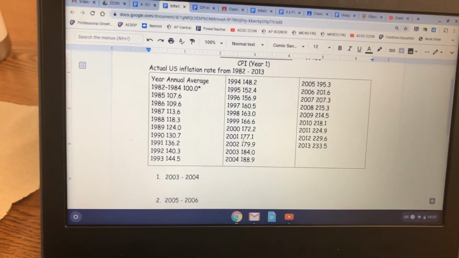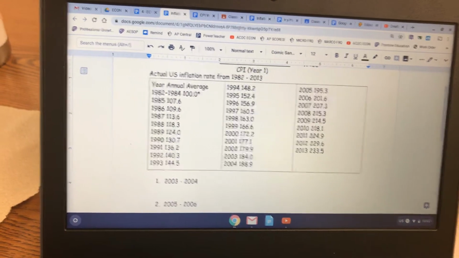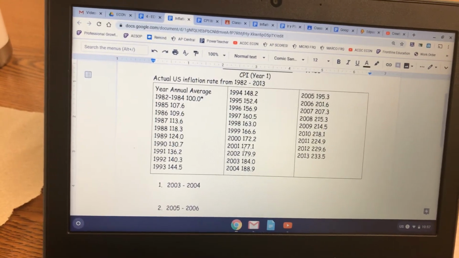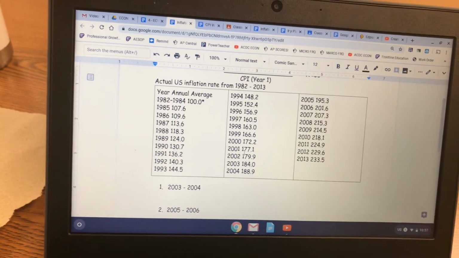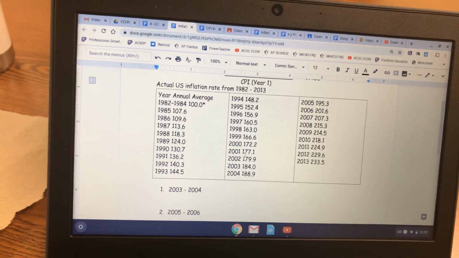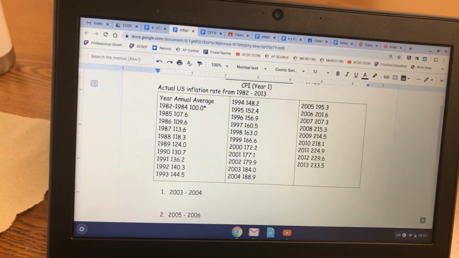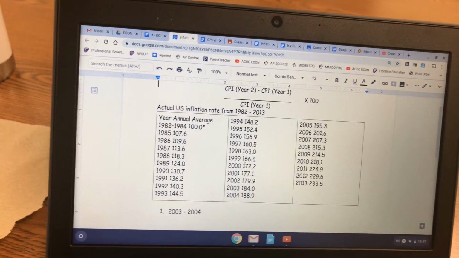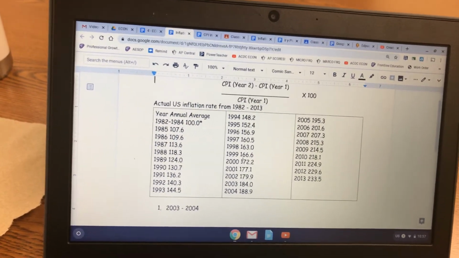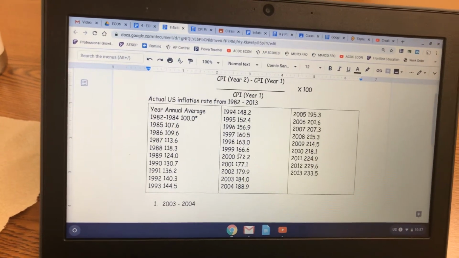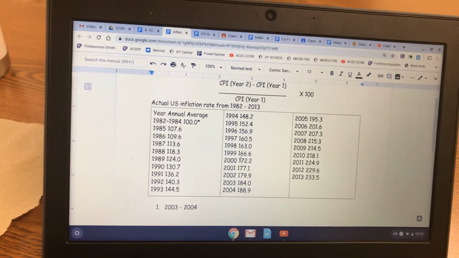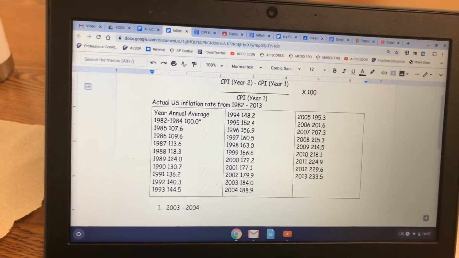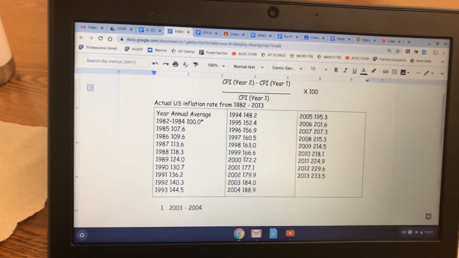In 2003 to 2004, you would take 188.9 minus 184, which would be 4.9, divide it by year 1, which is the original year, which would be 184, and then multiply it by 100. And you're going to get approximately 2.5%, something like that. That's what you should come up with.